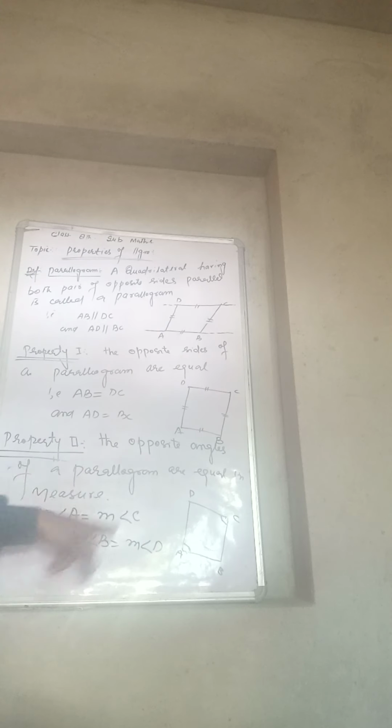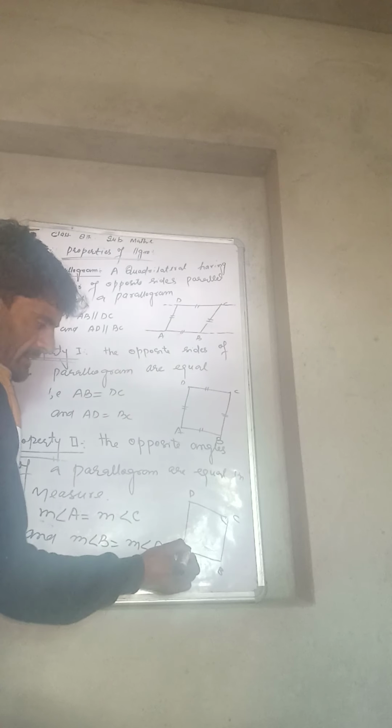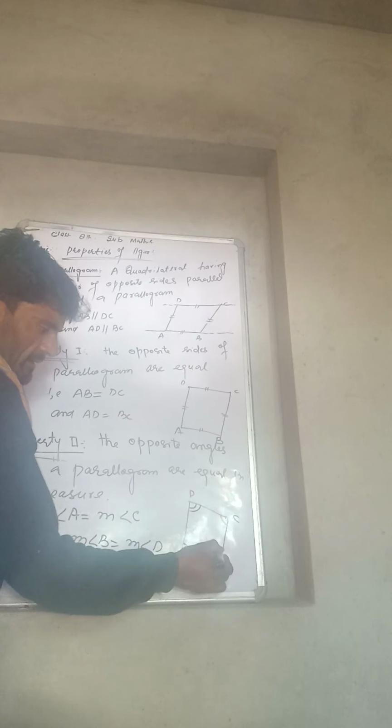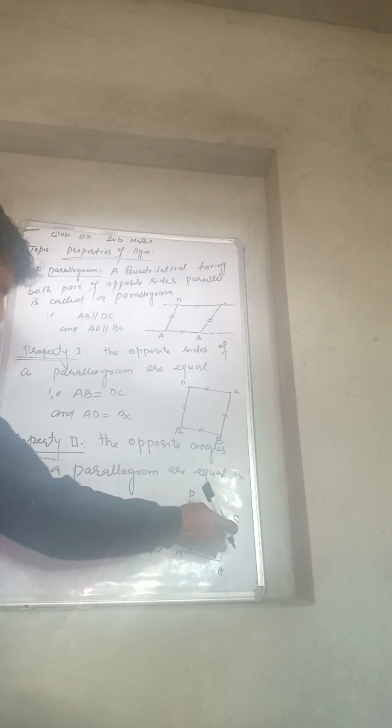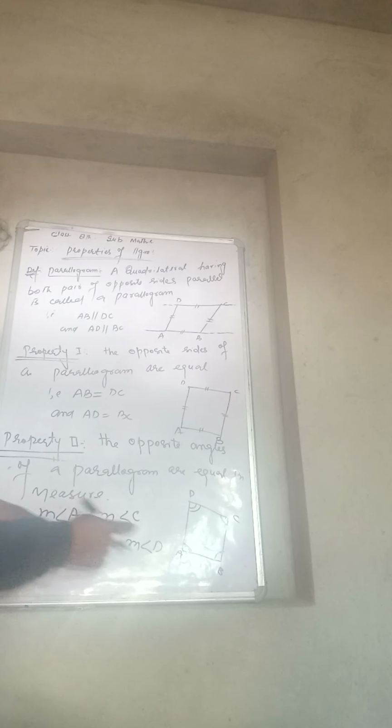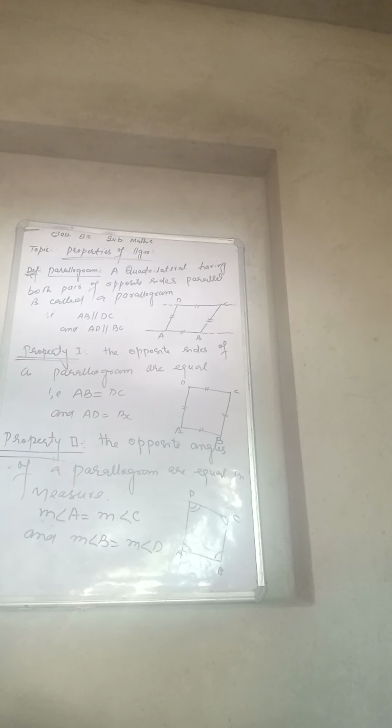Well, this is the second property of parallelograms. That is, both pairs of opposite angles are equal. Angle A is equal to angle C, and angle B is equal to angle D. Well, that is the second property of this parallelogram.